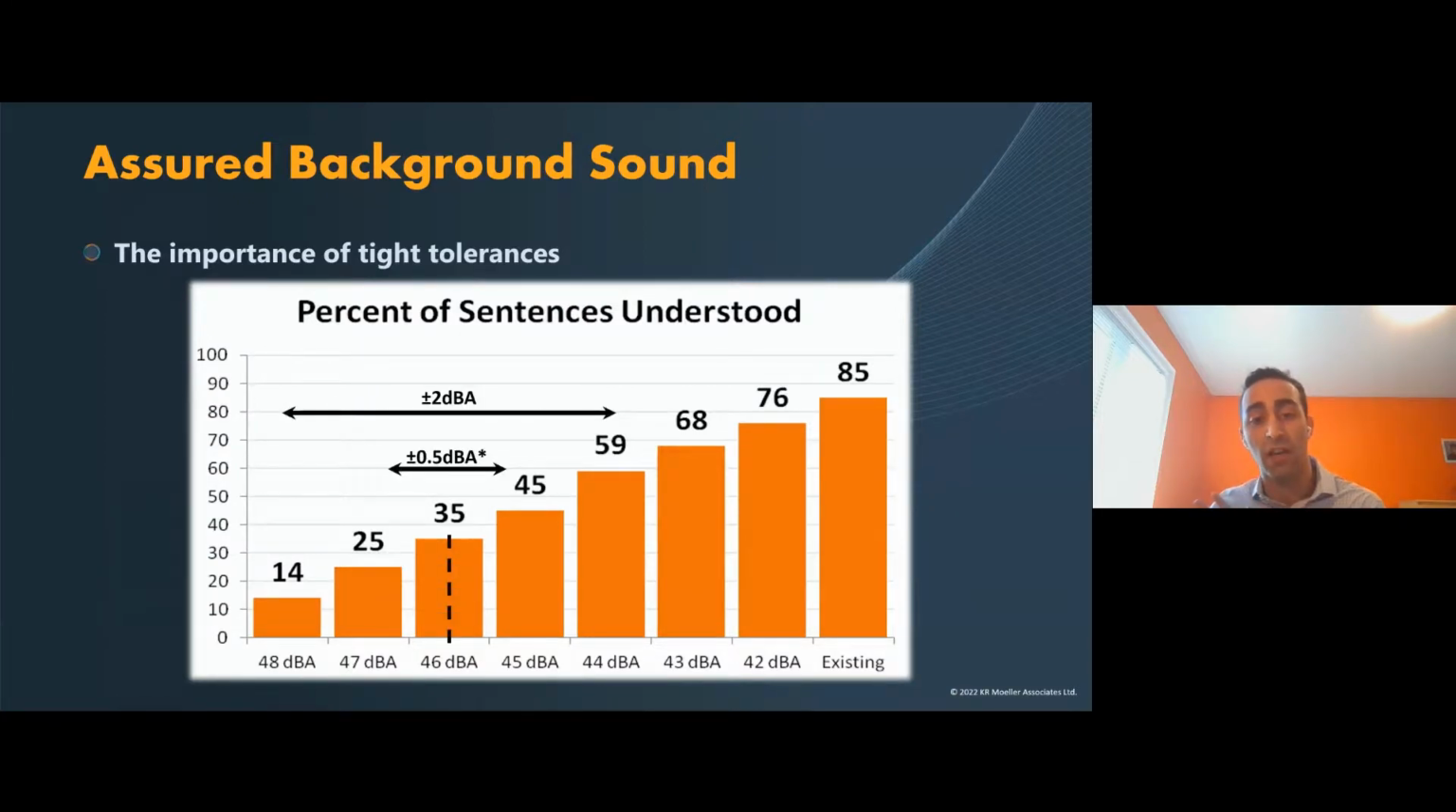For any typical level of masking, such as 46 dBA, a change of plus or minus 2 dBA can result in a difference of upwards of 55% in intelligibility, which is very significant, whereas a change of plus or minus 0.5 dBA is about 10%. To clarify, this graph is showing differences in intelligibility in increments of 1 decibel. So plus or minus 0.5 dBA would actually be between 45.5 and 46.5 dBA.